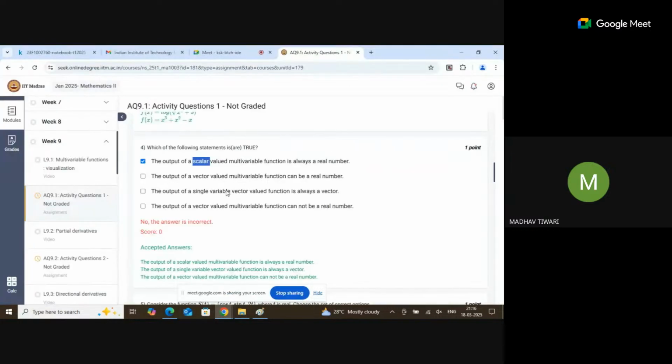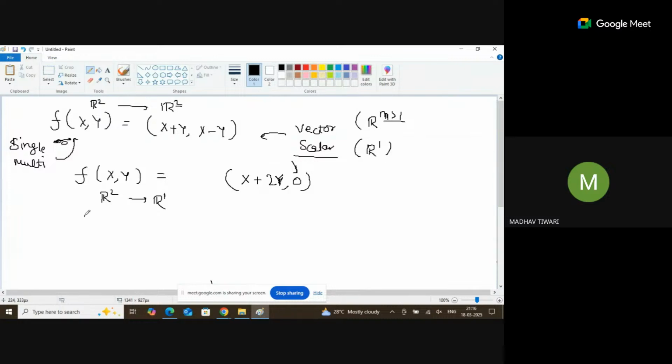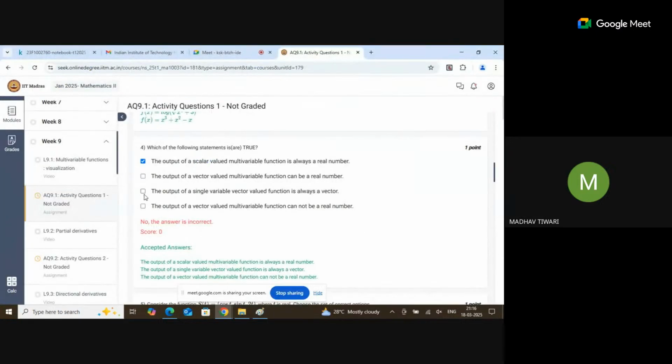Next is single variable vector valued. Single variable we have to give, and vector valued is always a vector. Suppose f of x, and I need to give a vector output. Take x, 3x, and 4x plus 5. So it is vector valued but single variable. Its output is a vector. So this one is correct.